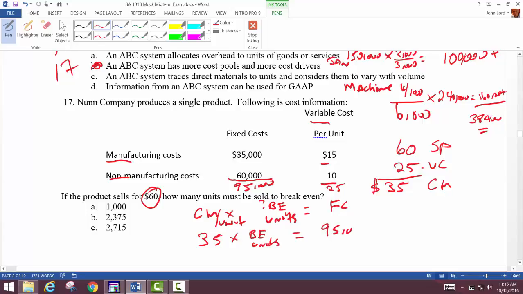95,000? So if I take that 95,000 now and divide it by my contribution margin per unit, that means my break-even units here are going to be 2714.28. What am I supposed to do with that 0.28? Always round it up, right? You can't sell a 0.28 of a unit.